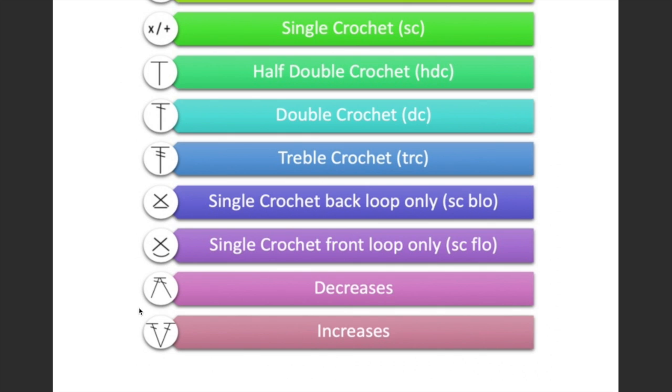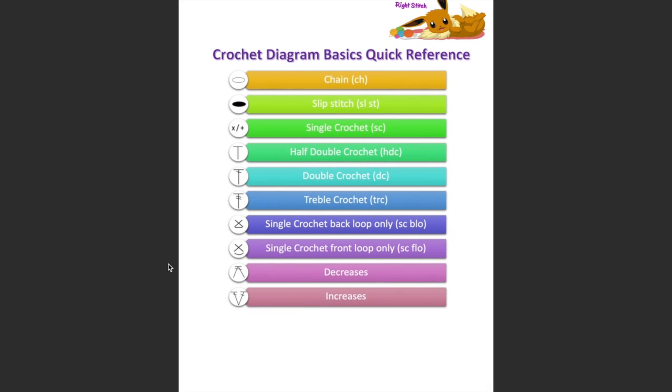And then the same thing is with decreases and increases. You can decrease or increase using any type of stitch. However, it's usually indicated the same way, where the decreases look like they're coming from 2 stitches and coming together at the top to make 1 stitch, while increases are the exact opposite, and it's 2 different stitches coming out of 1 stitch. I have indicated a double crochet here, but this could also be used with a half double crochet or a treble crochet. So that is the basics of the crochet diagrams.